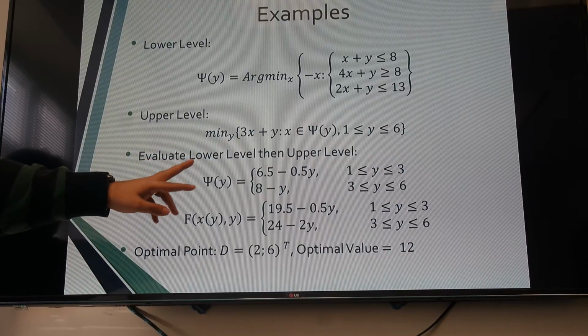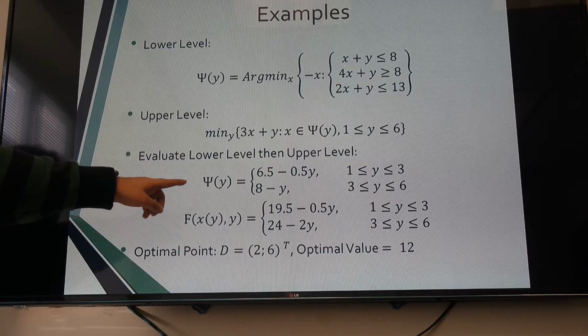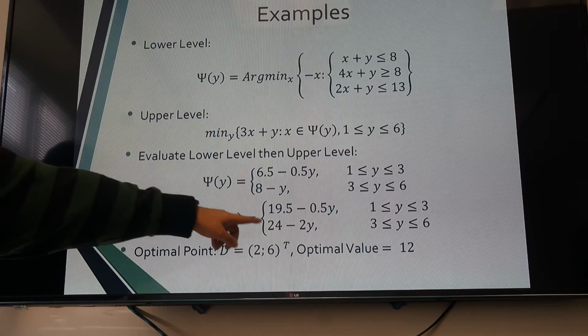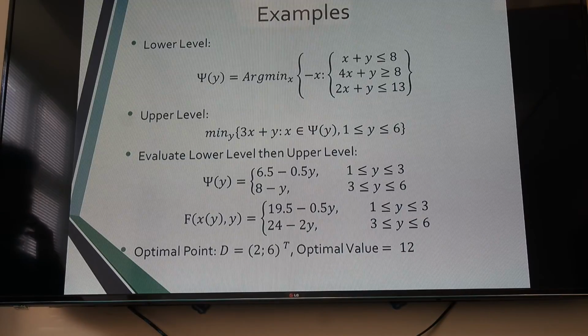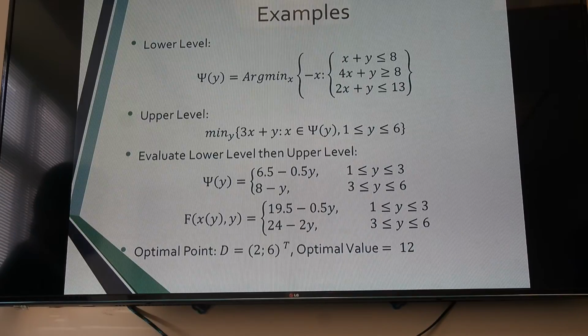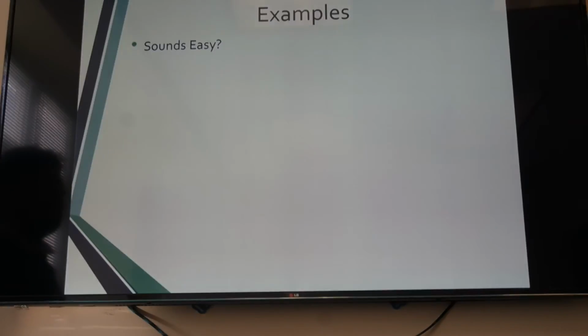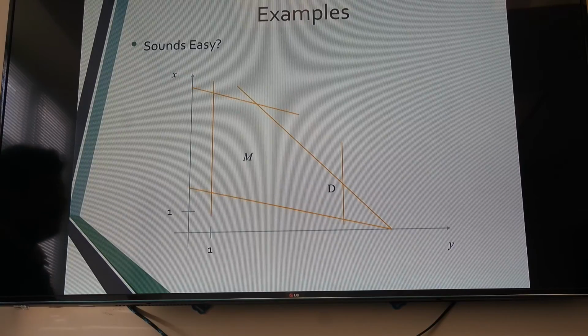If y is between 3 and 6, x will be equal to 8 minus y, and this is the objective function, the optimal solution that we will get. And if you try all the combinations, the optimal point will be x equal to 2 and y equal to 6 with the objective function equal to 12. So it sounds easy, but the case is not.